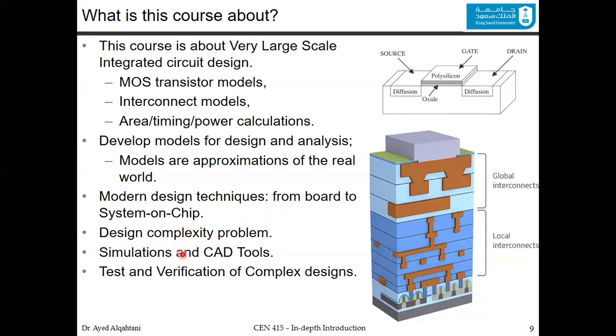We also have simulation and CAD tools. And we will discuss in this course the testing and verification of a complex design. We also have a few chapters about combinational circuit design and sequential circuit design, but that would be from the VLSI point of view. So we will give you certain techniques that you might not have studied in digital design classes.